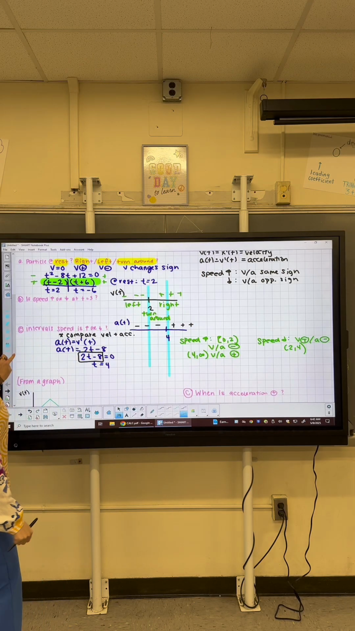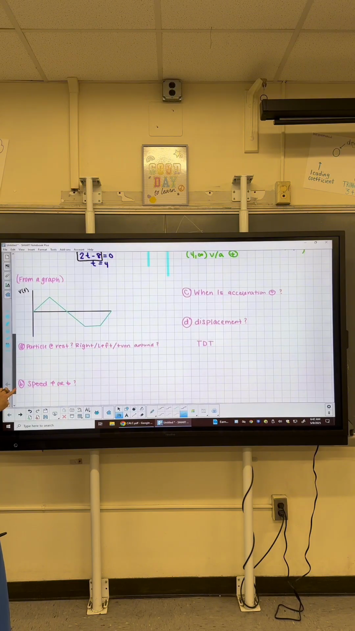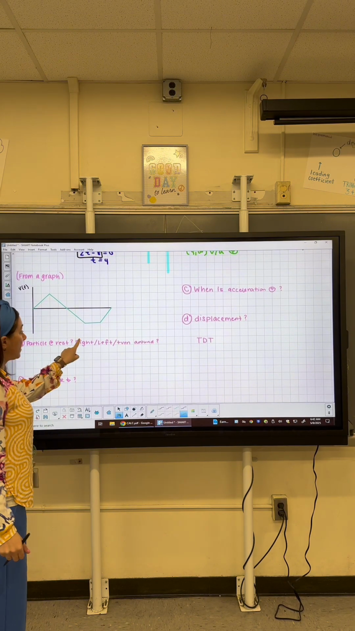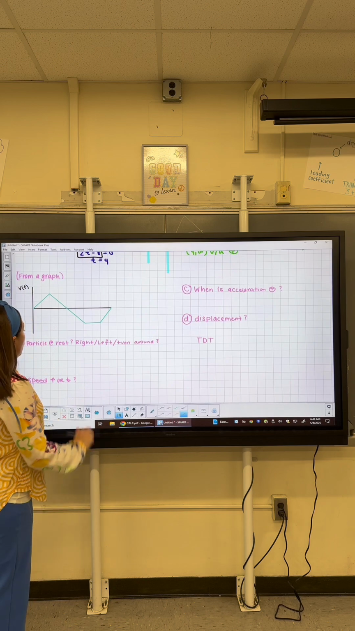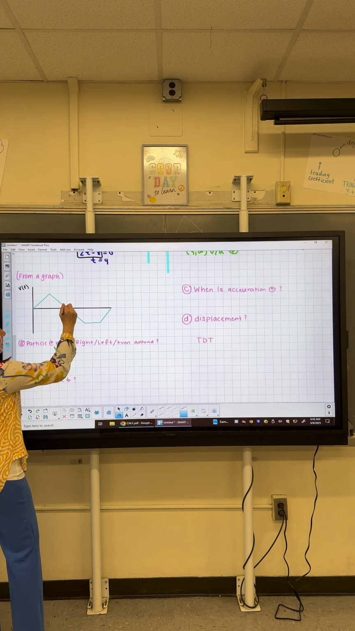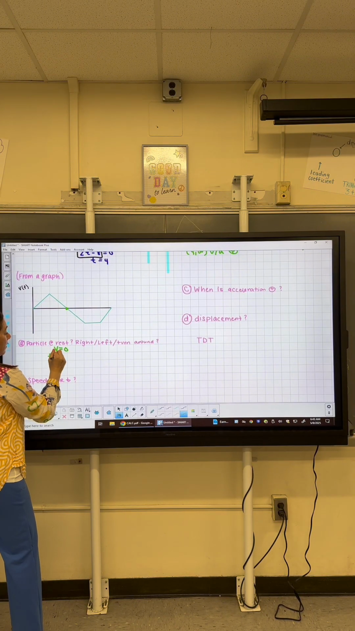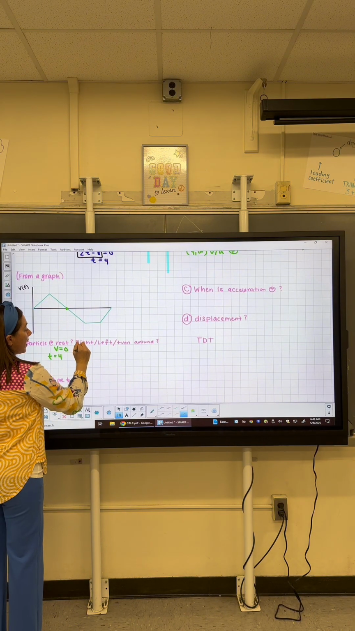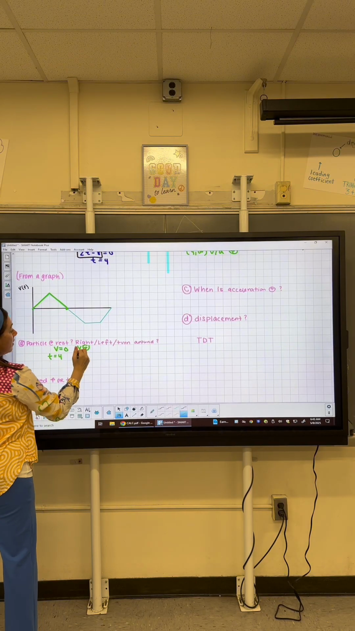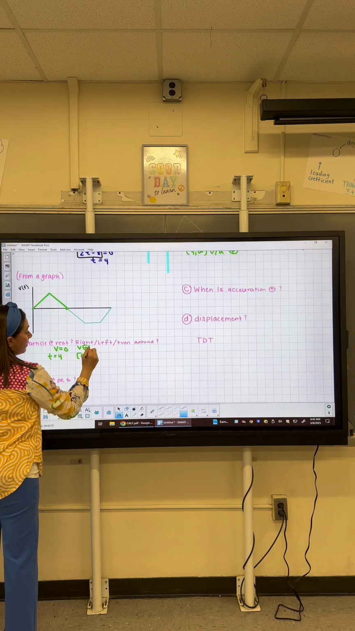All right, what else do we need to be able to do? From a graph. So this is my velocity graph. And they want to know, same thing, rest, right, left, turn around. Well, particle is at rest when velocity is equal to 0. So that happens right here at time equals 4. We are moving right when velocity is positive. Velocity is positive from here to here. So from 0 to 4.